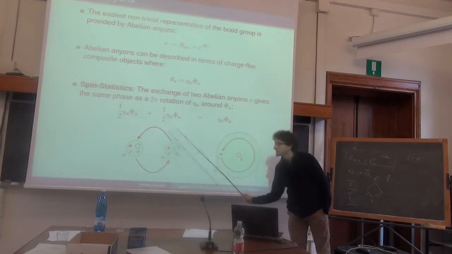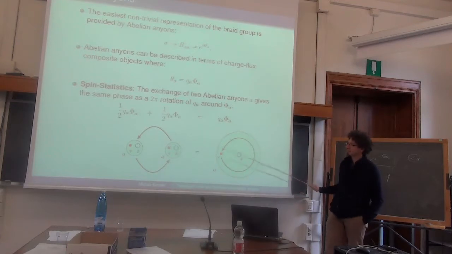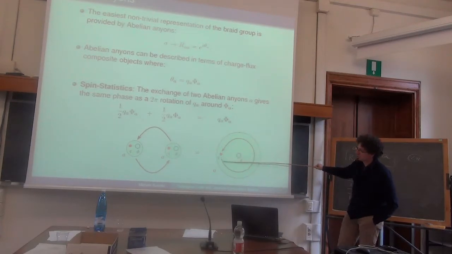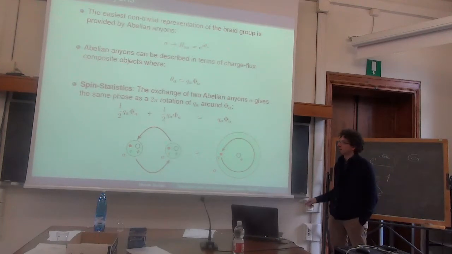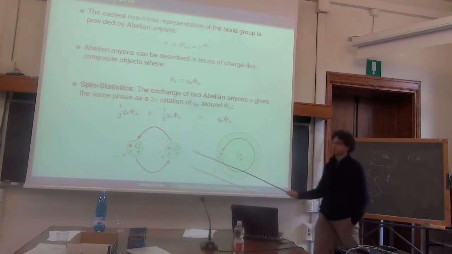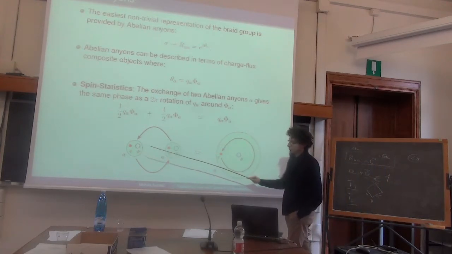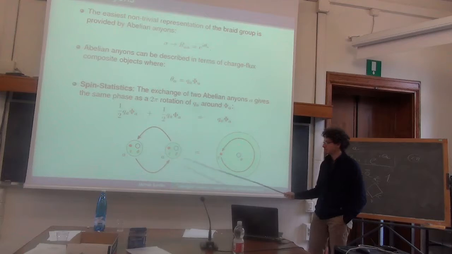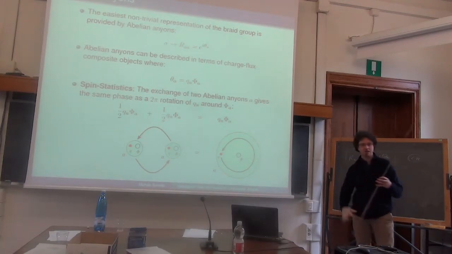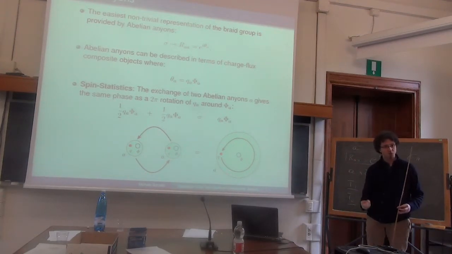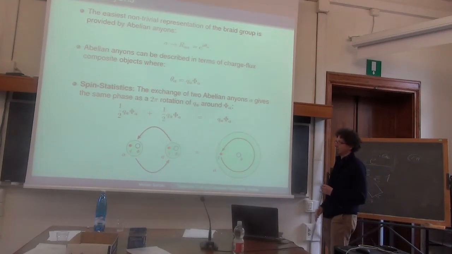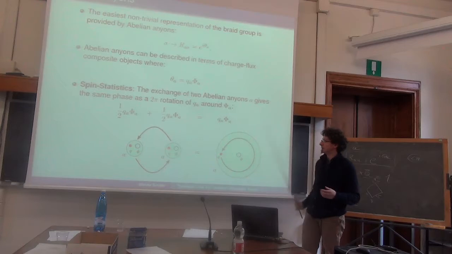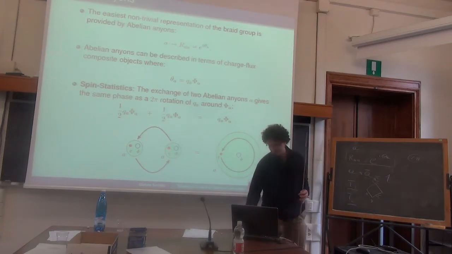And I can rearrange this picture by saying that there is a red charge going all the way around the flux. So essentially this relates what happens when I exchange two anions of the same species to what happens when I rotate a single anion by 2 pi. This is why it's a sort of spin-statistics theorem. And of course, the result is the same.